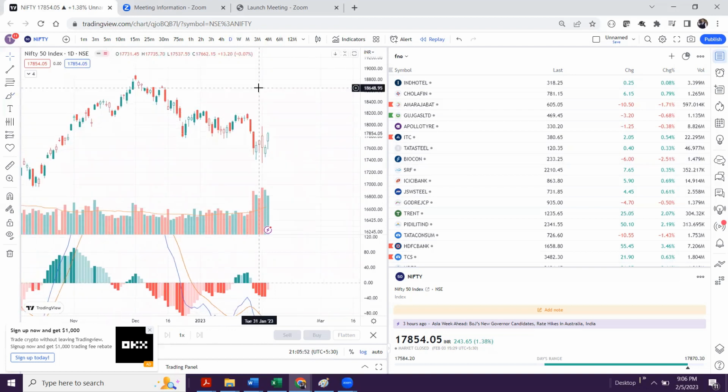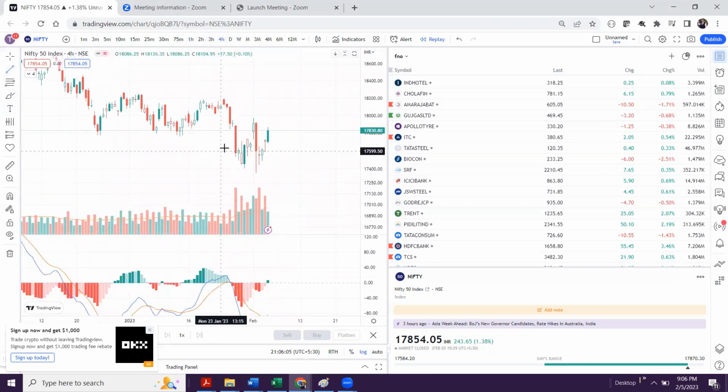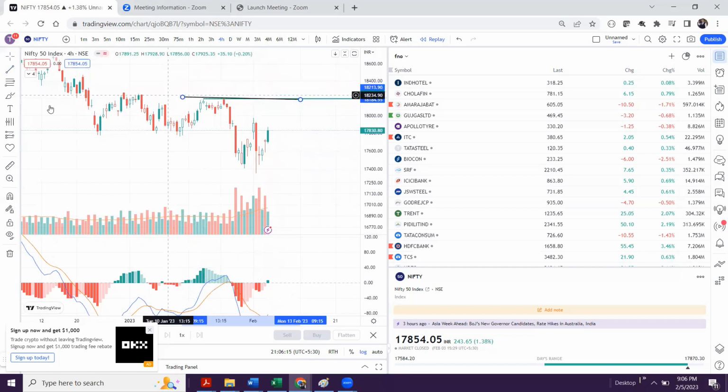Now, let us also see some of it trend-wise. If you see on the hourly chart, let us go to the 4-hour first. Trend-wise, 18,190, 18,200 is important, as this is the last swing high as of now. Unless this is cleared, there is no change in trend, and this is a downtrend. So this is an important resistance.